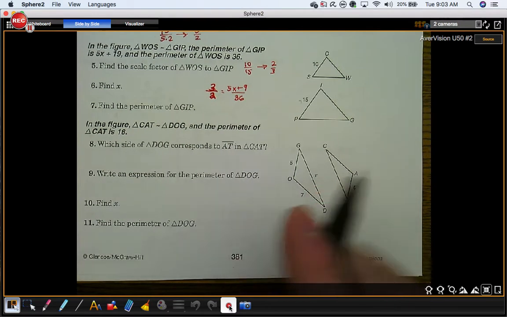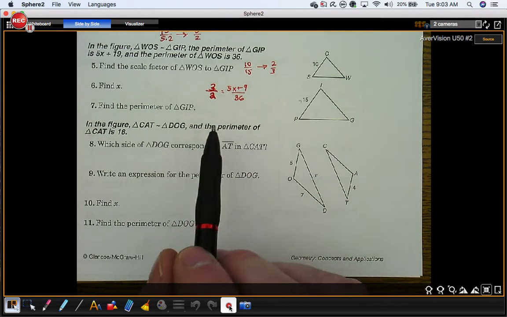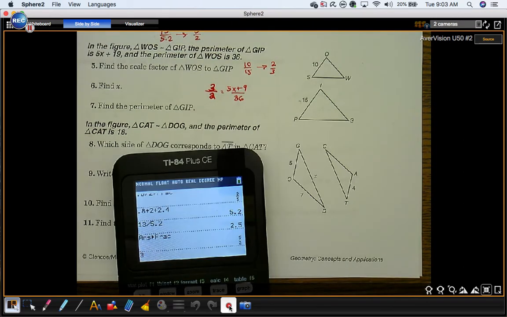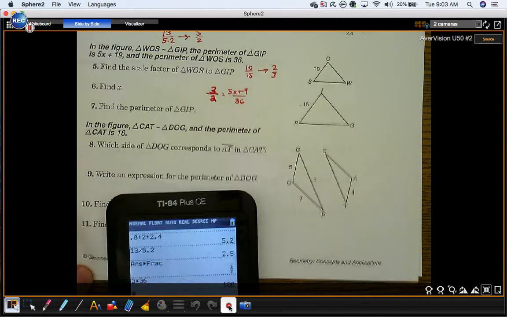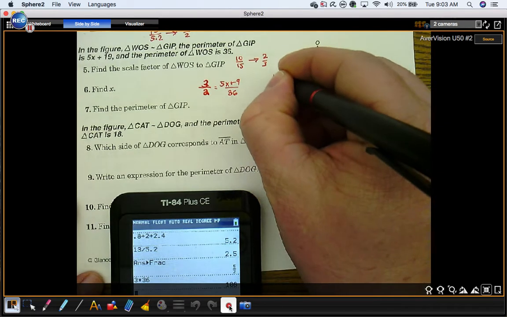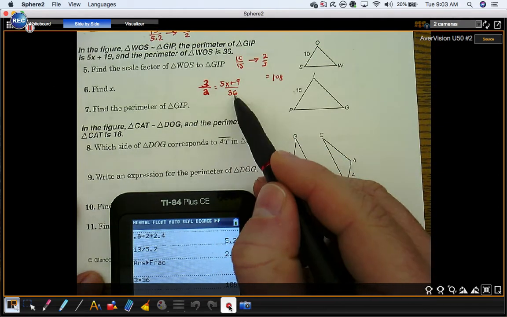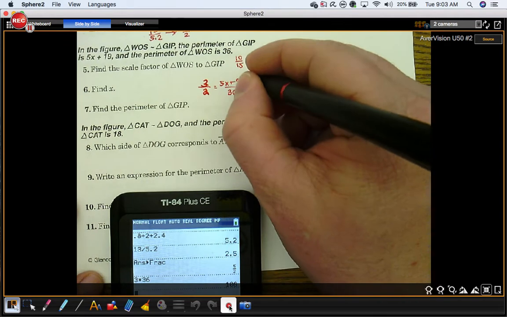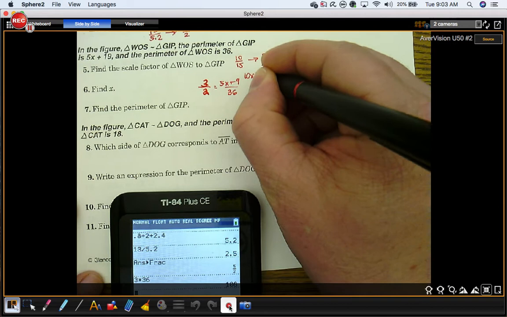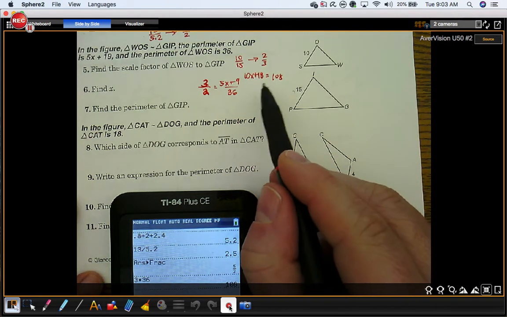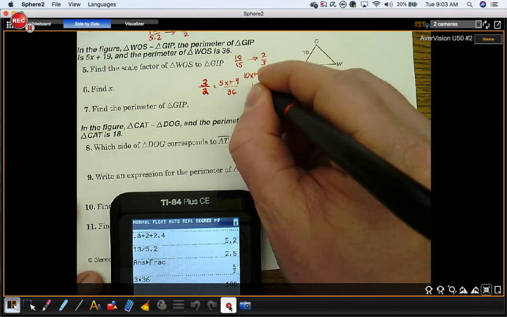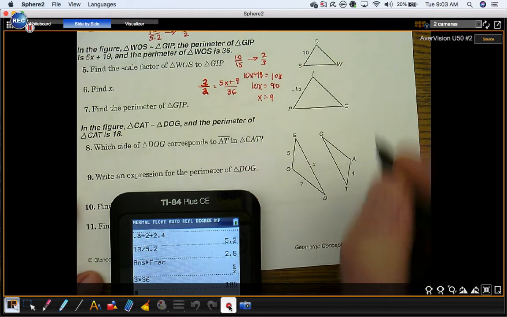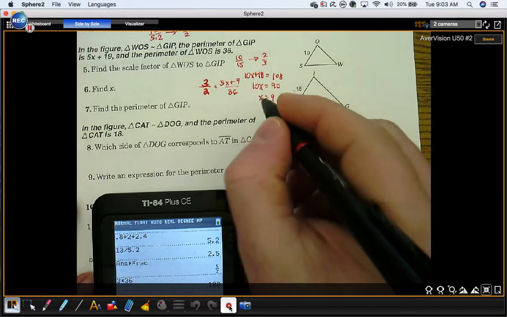Okay, let's cross multiply. We're going to do 3 times 36. I'm going to use a calculator for that. I get 108. So 108 equals 2 times this guy. So that would be 10x plus 18. I'm going to subtract 18 from both sides and I'm going to divide by 10. X is 9.